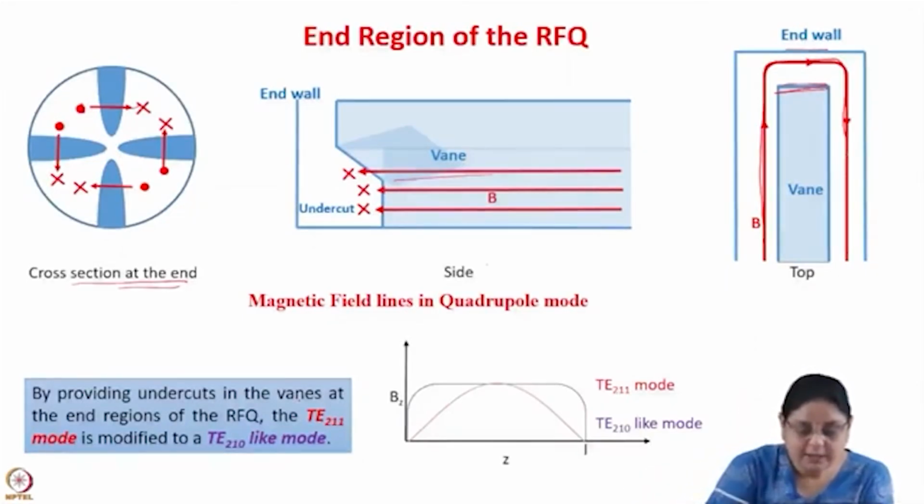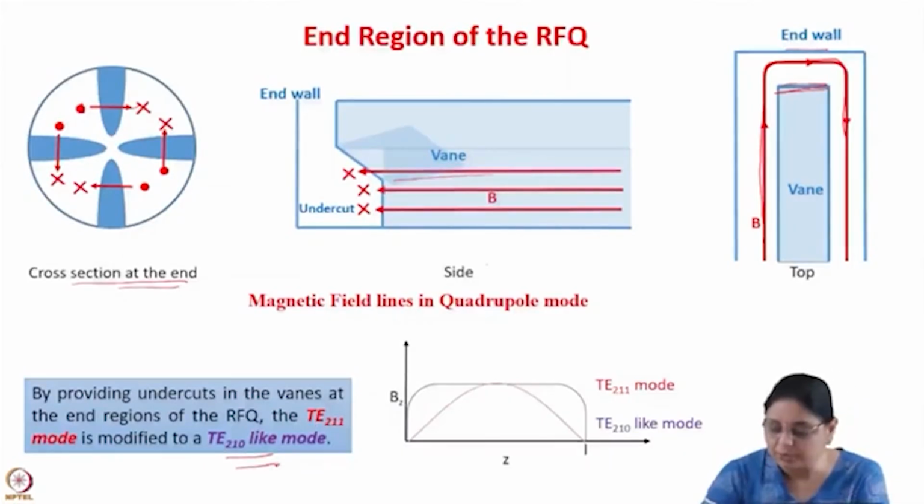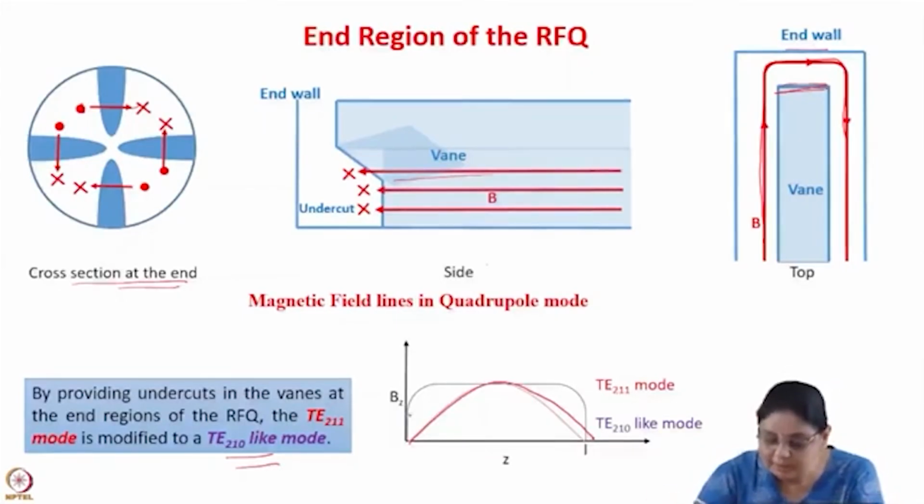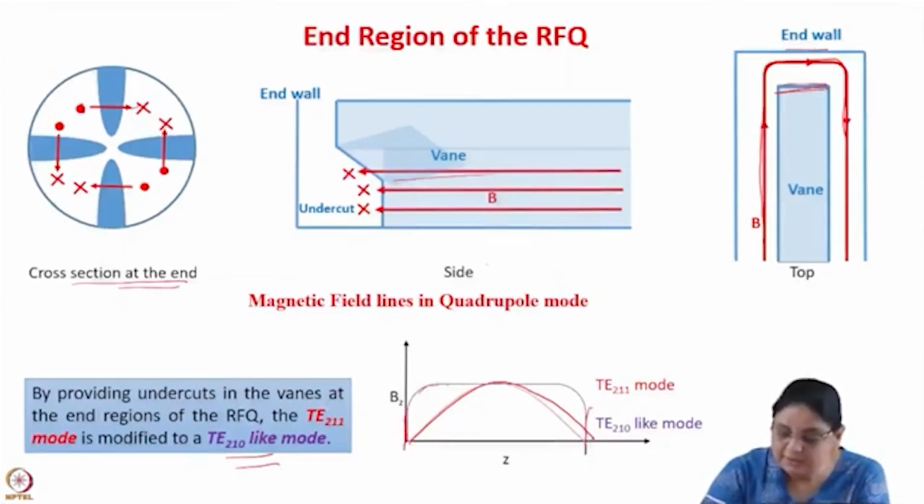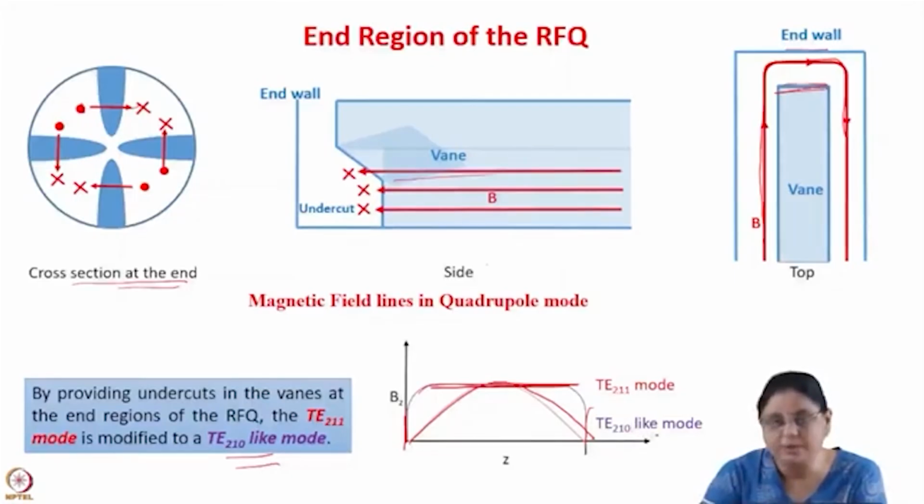So by providing an undercut in the vane at the end region of the RFQ, the TE211 mode is modified into a TE210 like mode. In a TE211 mode, the field was like this. Now here, because of providing this undercut, the Z component of the field still goes to 0 here, but in the center region it is more or less flat, like a TE210 like mode. So that is why it is known as a TE210 like mode. So in general, in the RFQ, the TE211 mode is modified into a TE210 like mode.